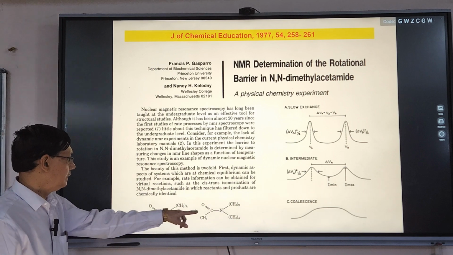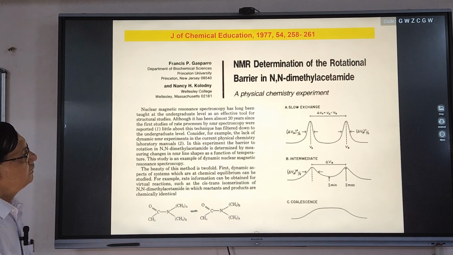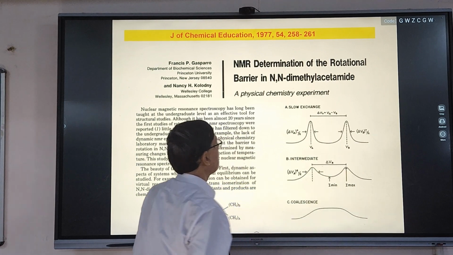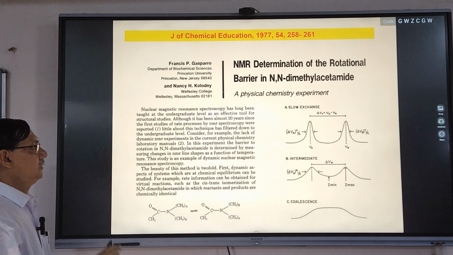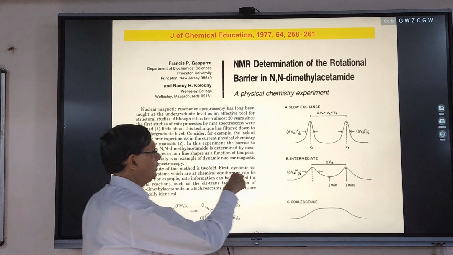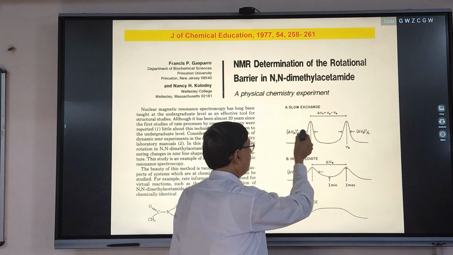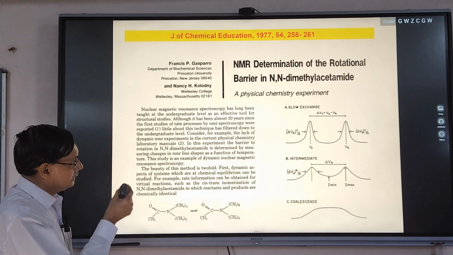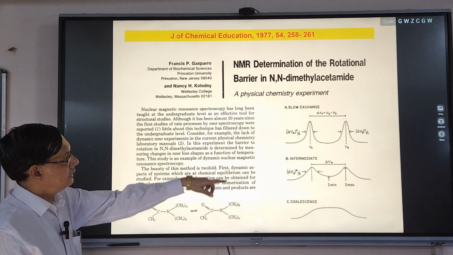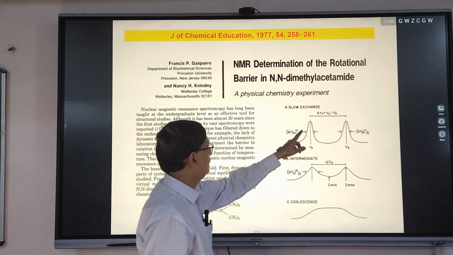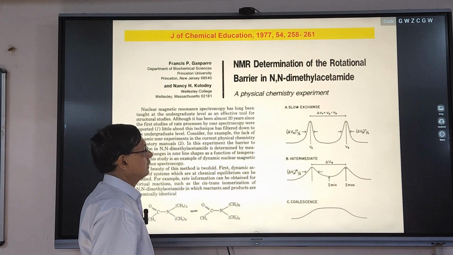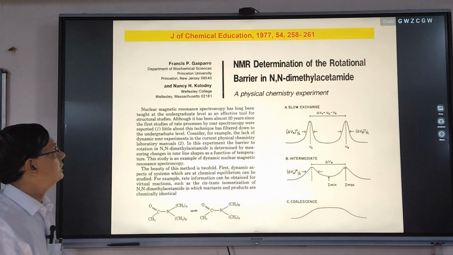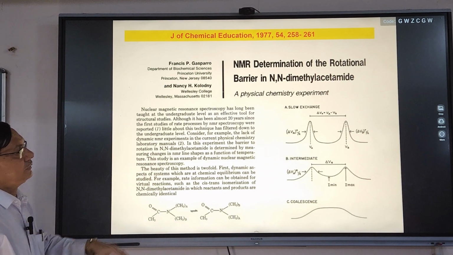Dimethyl acetamide, you see here. Now, this is the resonance frequency of one signal, nu1, and the resonance frequency of this. You know that here also we are just using the Heisenberg uncertainty principle, position and time and other things. So they are getting three types of things. In one case, there is a very clear-cut slow exchange. Then gradually there is a coalescence and ultimately one peak. So this is actually the original research paper.